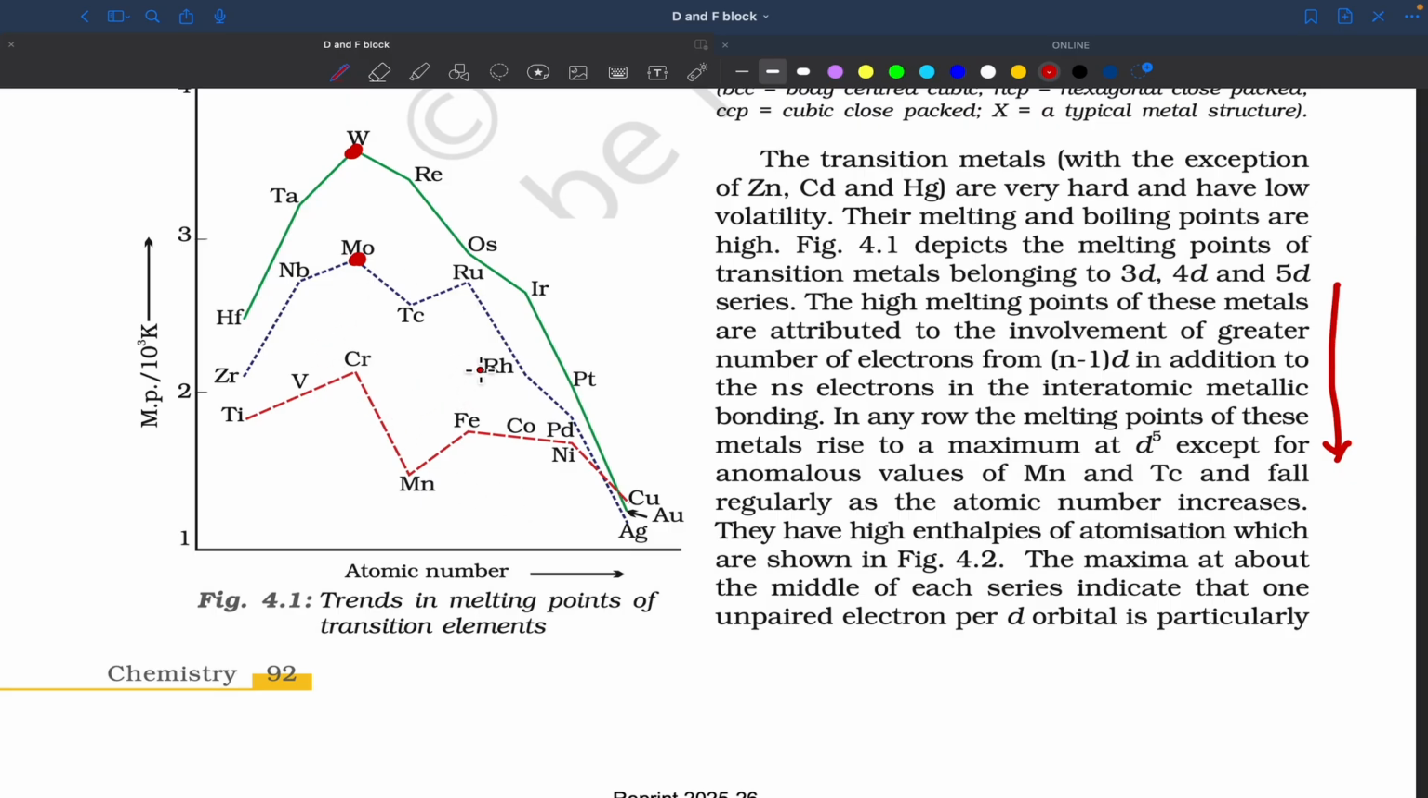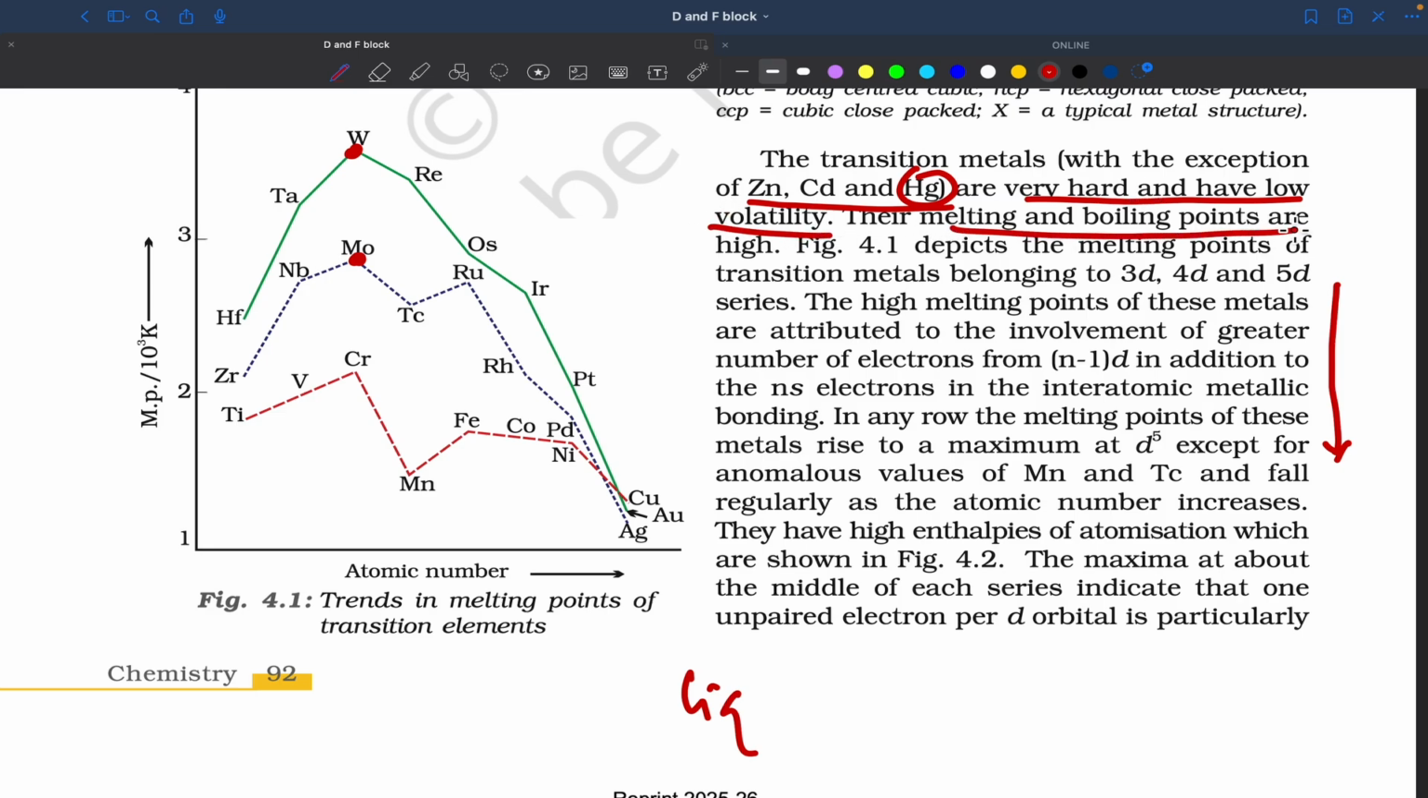If elements belong to the same period, you should target the fourth one, right? And if you compare within the groups, the bottom ones, the heavier ones, have got the highest melting points. The transition metals, with the exception of zinc, cadmium, mercury. Zinc, cadmium, mercury are not given. Why? Because mercury is a liquid at room temperature, right? So the melting point of mercury is less than room temperature. And cadmium and zinc also are very hard and have low volatility.